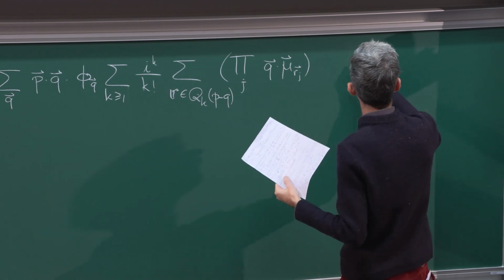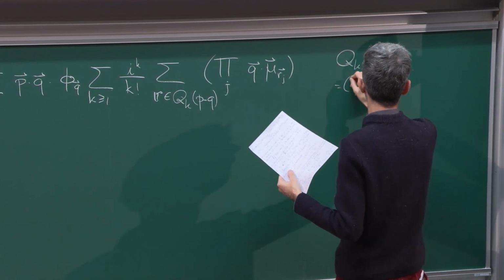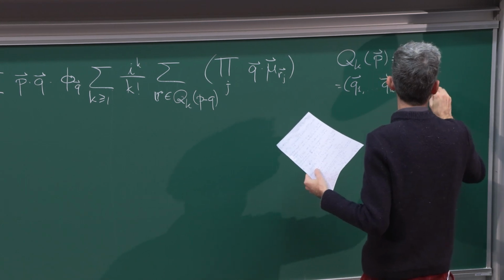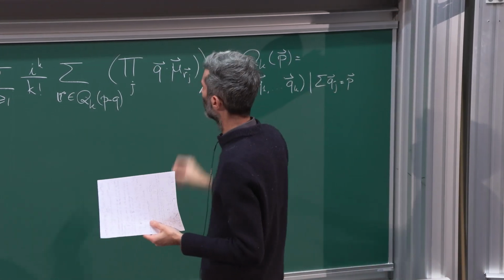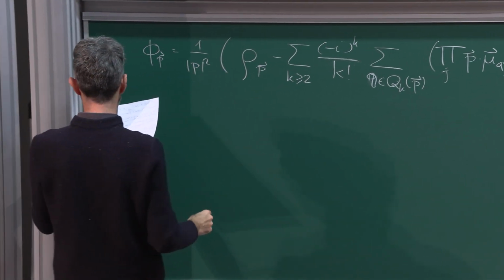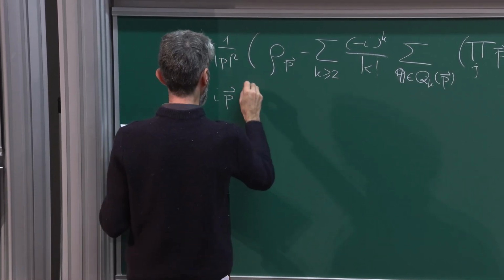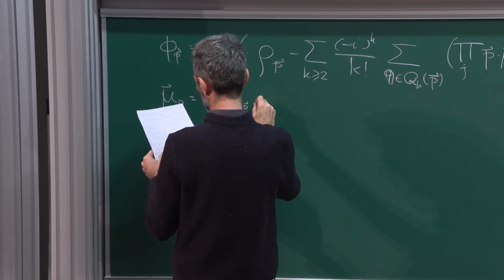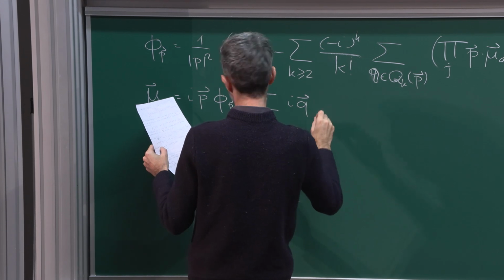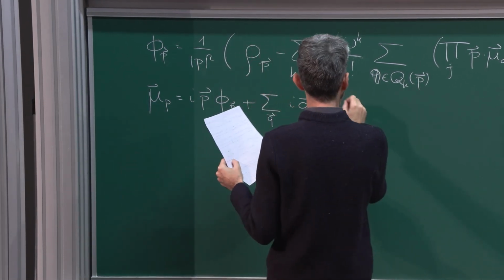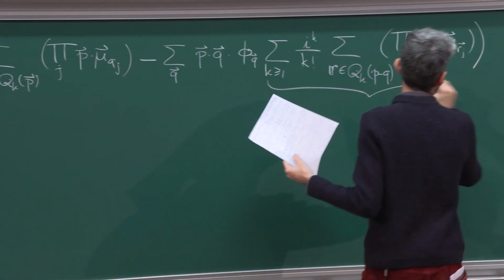So this notation qk of p means for me the k-tuples q1 to qk such that the sum over qj is equal to p. It happens so often in your indices that you really want a notation for that. And mu of p is ip phi p plus sum over q iq phi q, sum over k larger than 1. Same things that I have here.